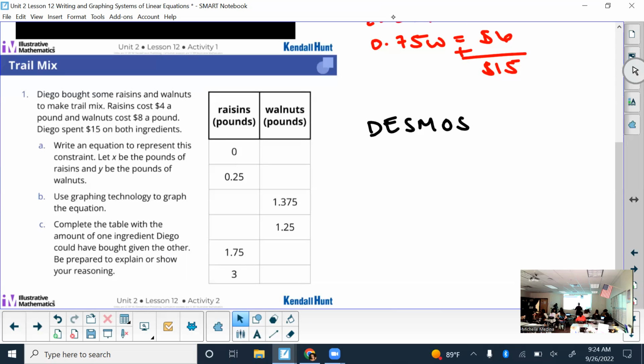And the first thing you're going to do after getting your calculator up and ready is to write an equation to represent the problem we basically just did, where the raisins cost $4 a pound, walnuts cost $8 a pound, and Diego spent $15 on both ingredients. But use X as pounds of raisins and Y as pounds of walnuts. Once you make your equation, graph it using Desmos or whatever graphing calculator you have.